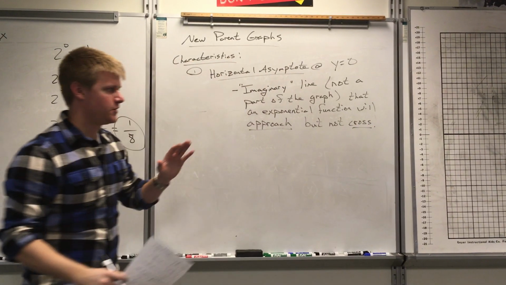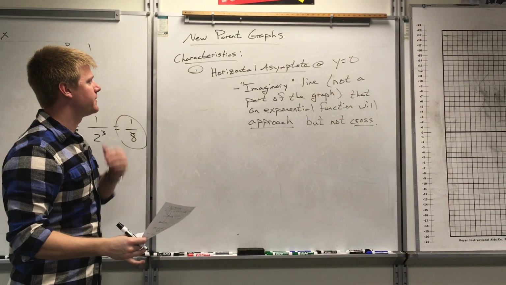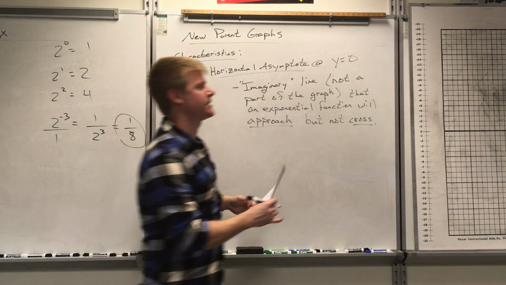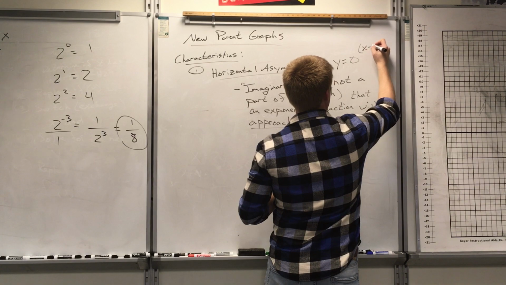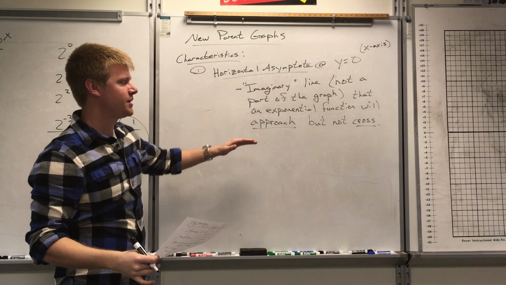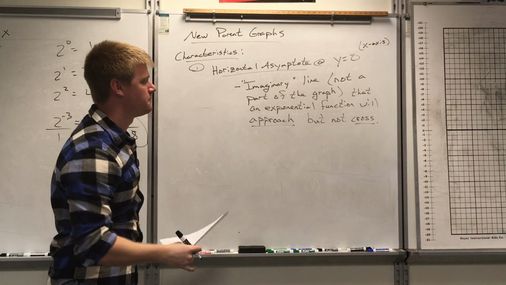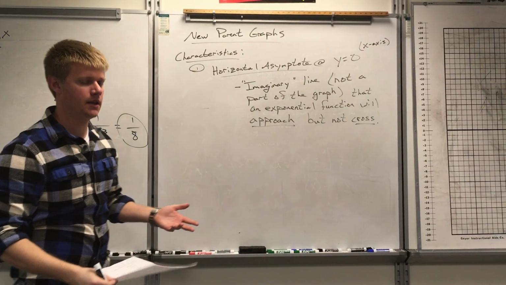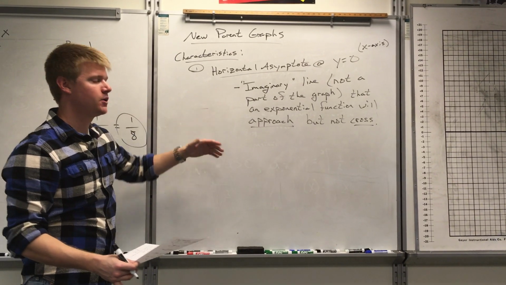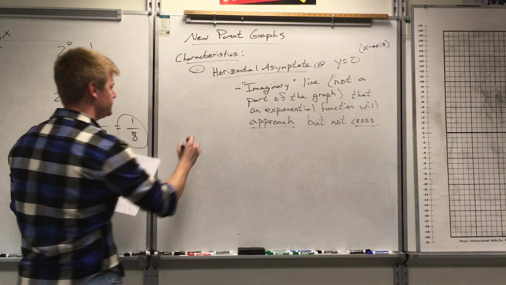It'll make a lot more sense when I put a visual up there. But a horizontal asymptote at y equals 0, that is the x-axis for the parent function anyway. So there's going to be this imaginary dotted line that I'm going to sketch on the board eventually that will act as a guideline. It's a line that the function will approach, but it will not actually cross.